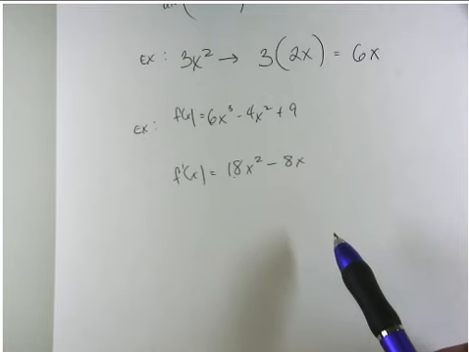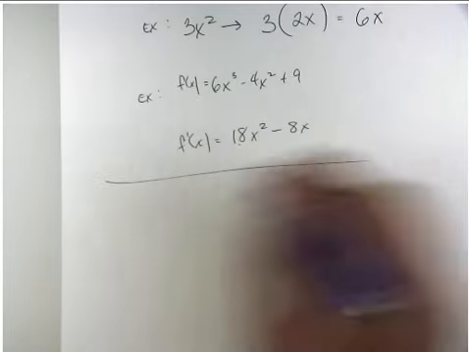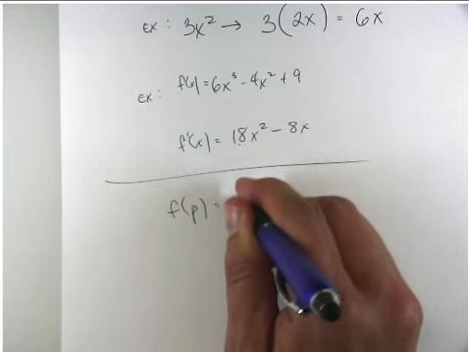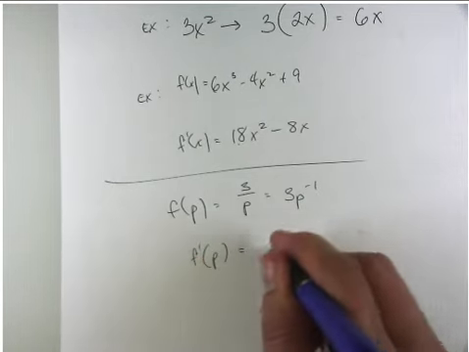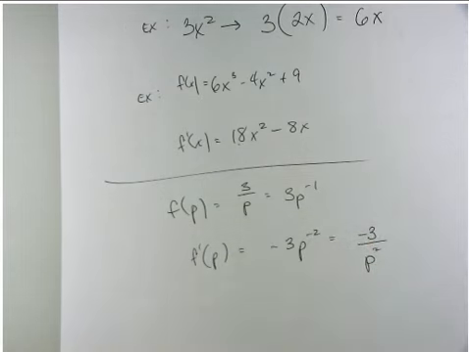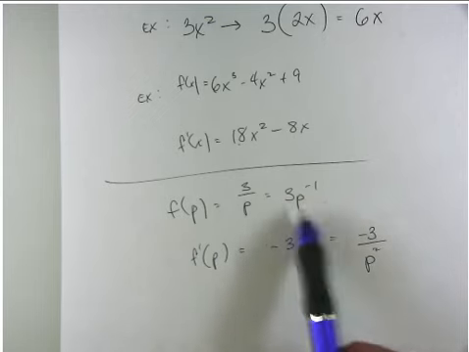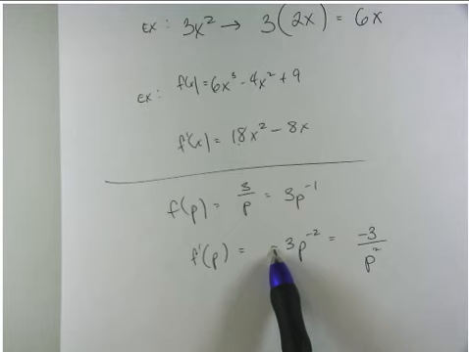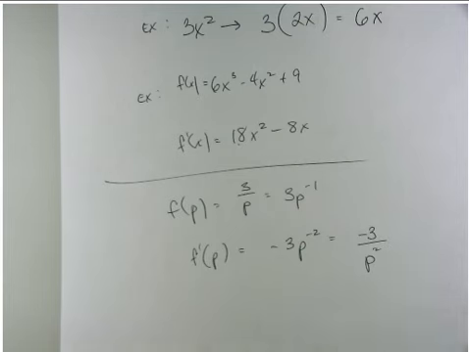So now we can do any polynomial. We can also do things like what we saw at the beginning of class: 3 over p. Remember, that's 3p to the negative 1. So f prime of p is negative 3 p to the negative 2. The exponent becomes a coefficient, so 3 times negative 1 is negative 3. And we reduce the power by 1. Negative 1 minus 1 is negative 2. And here we are, negative 3 over p squared. Great. Super easy to do.